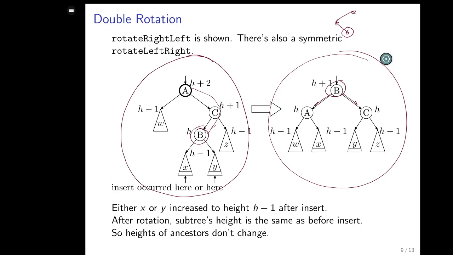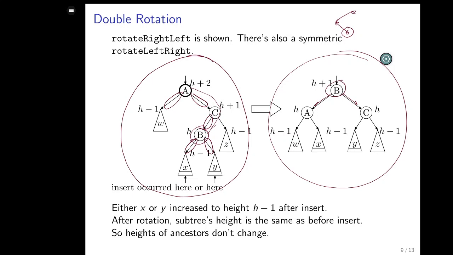There are some pointers that change. There's this pointer, this pointer, this pointer, this pointer, this pointer, that's it. Five pointers. How much time does this take? Constant. Constant time to perform a rotation.